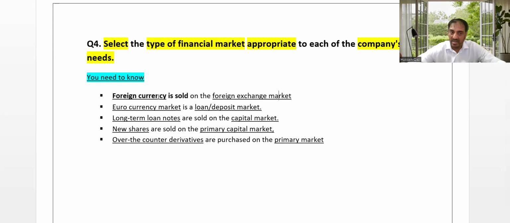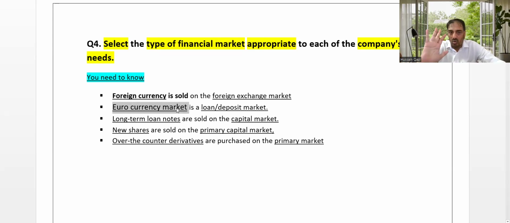At the foreign exchange markets, you need to be aware. What about the euro market? Euro market, as per its name, euro. Any company can borrow money, meaning issue bonds in the euro markets, and also buy bonds, that's deposits. So that is about loans or deposits. You need to be aware of that.